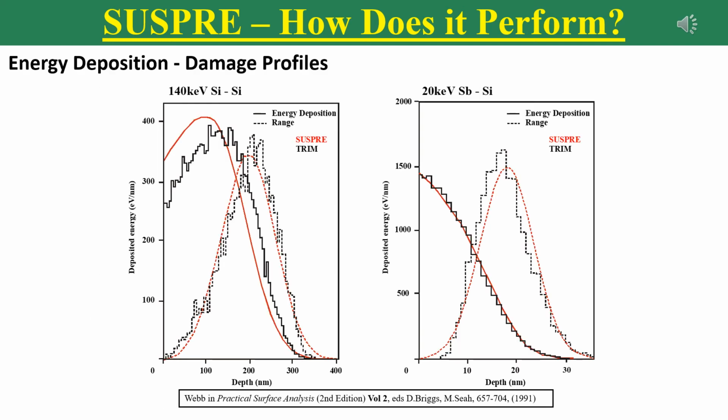If we look at damage profiles, and if we look at the range profiles, we compare those to SRIM or TRIM. We've got 140 kV silicon in silicon, 120 kV antimony in silicon. 120 kV antimony in silicon is really quite almost indistinguishable from the SRIM results, so that's a good sign. The 140 kV silicon in silicon is not too bad either. The range profile is pretty good, and the energy deposition and damage profile is encouraging as well.